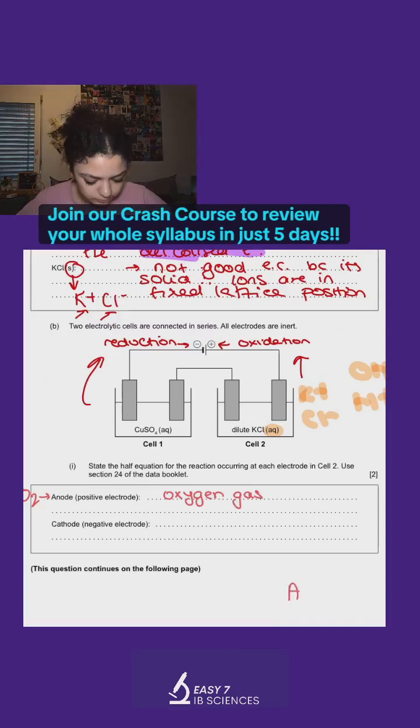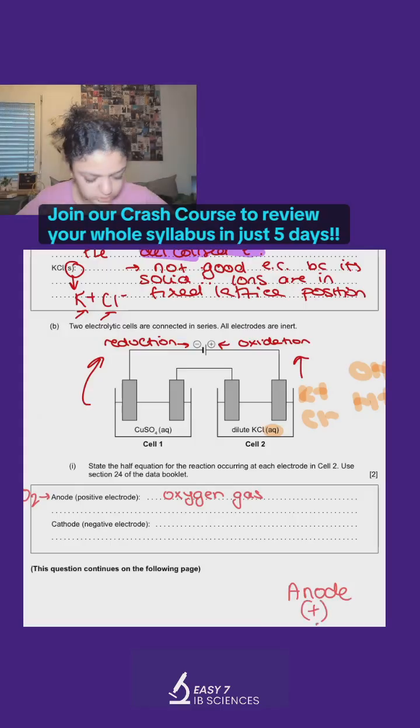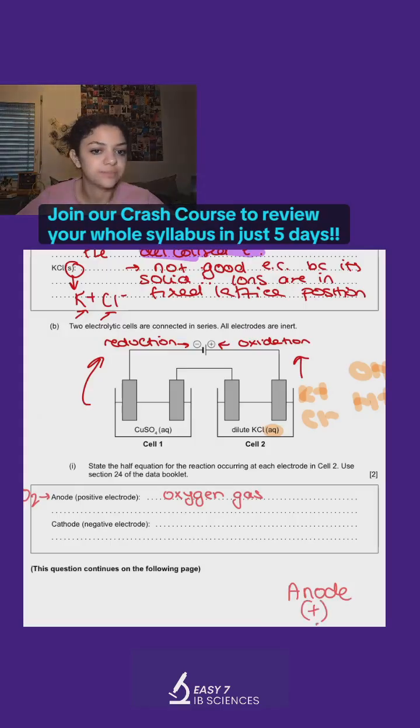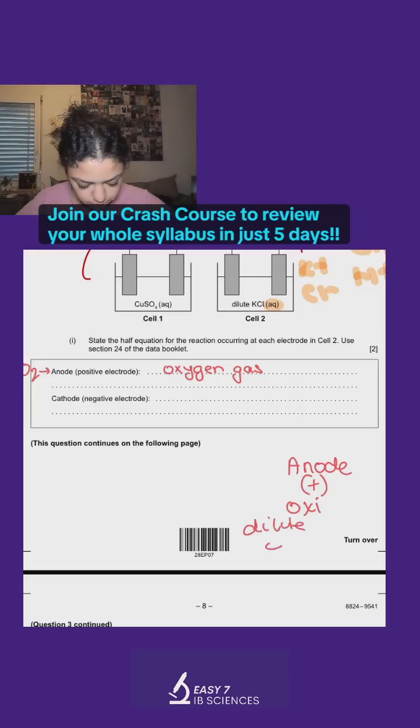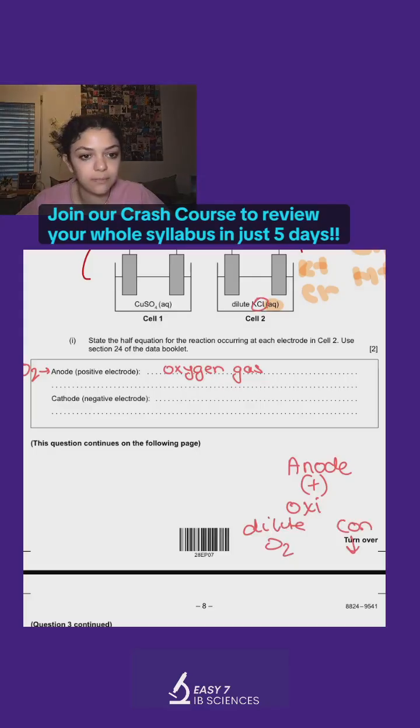So anode in electrolysis is positive. It always undergoes oxidation in both electrolysis and voltaic cells. And what's special about it is that if it's dilute, it always releases O2 gas. If it's concentrated, it always releases the halogen. Why is oxygen gas released? It's always oxygen gas in the anode. You have to remember this.